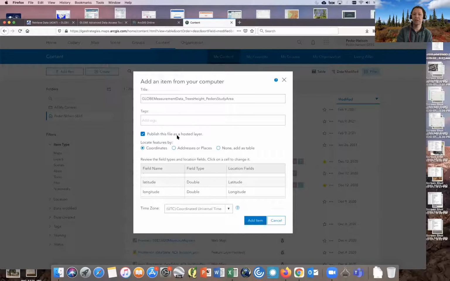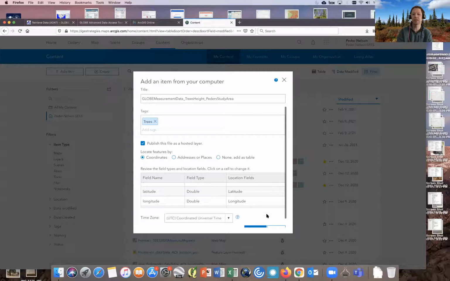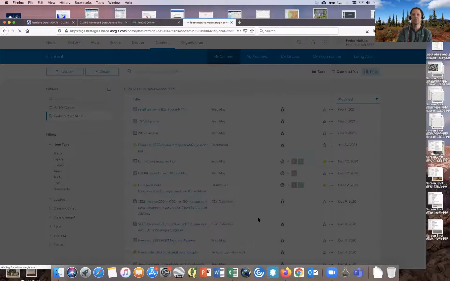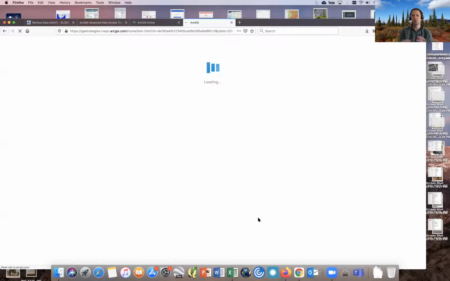One of the things is you want to publish this as a hosted layer. And that means that once it's put into this ArcGIS Online environment, it's stored there, and the spatial data then becomes something you can work with and you can actually put on a map. So it sort of transforms it into something that you can work with. One thing I'm going to do is add a tag to actually make them searchable and recognizable for other people. So I'm going to add this tree tag, and I'm going to click add item here. And so it's going to take a little bit of time, and it's going to process that.